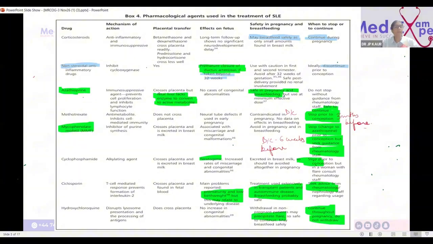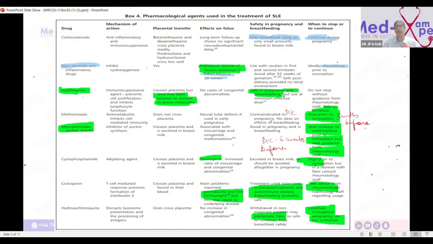Azathioprine drug, fetal liver lacks the enzyme to convert it into the active metabolite, and we know that azathioprine acts through the liver. When the liver metabolizes it and turns it into active metabolites, then it acts. So it is safe in pregnancy and it is also safe in breastfeeding, right? So the patient can safely continue.